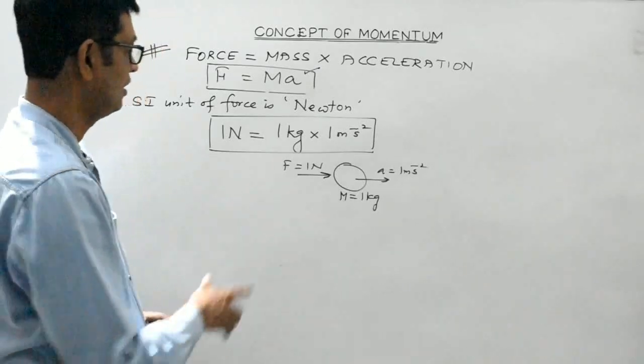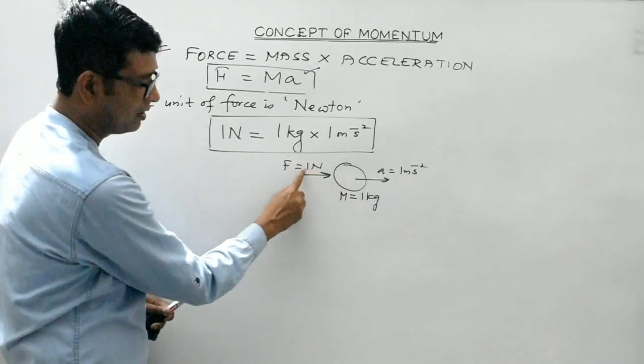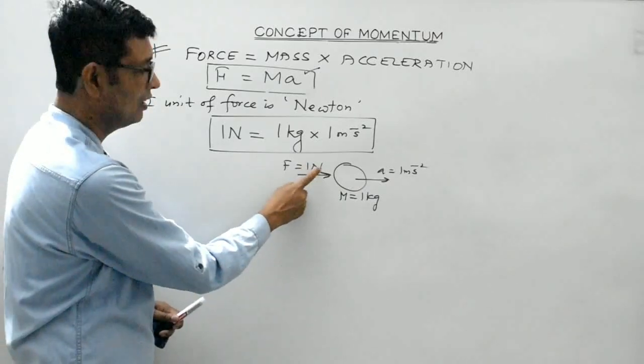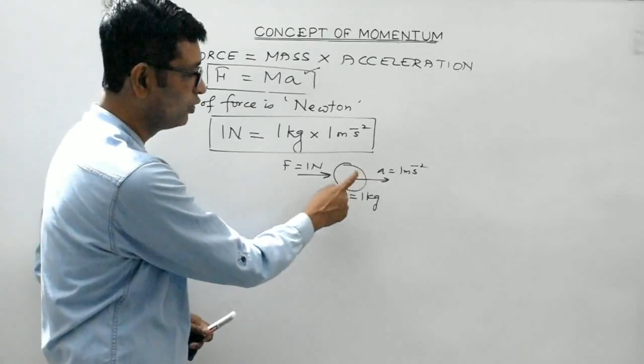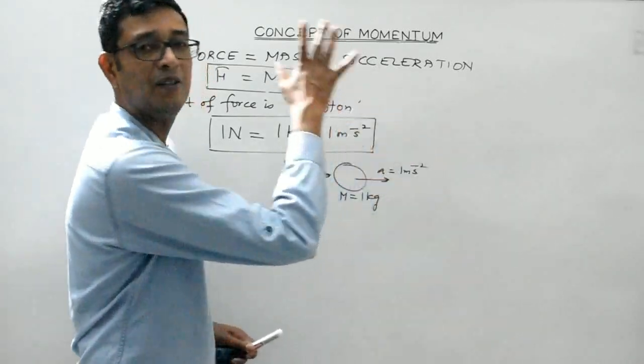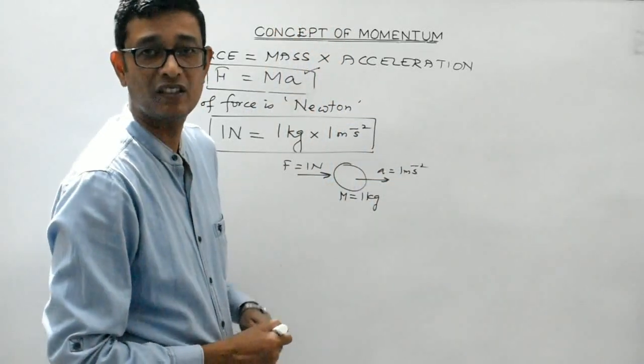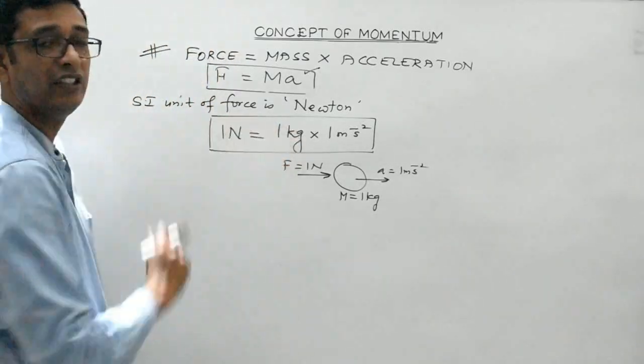I'll repeat this. The force acting on a body is said to be 1 Newton when this force, when acted upon a body of mass 1 kg, produces in it an acceleration of 1 meter per second square. Clear, students? So SI unit of force is Newton.